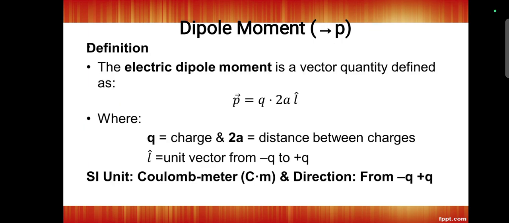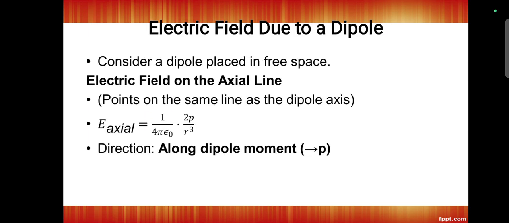Next topic is dipole moment, which is represented by the letter P. Dipole moment is a vector quantity which is defined as P equal to q into 2a into l, where q is the charge and 2a is the distance between charges. l is the unit vector between plus q and minus q. The unit of dipole moment is coulomb meter, C into m. Direction is from minus q to plus q.